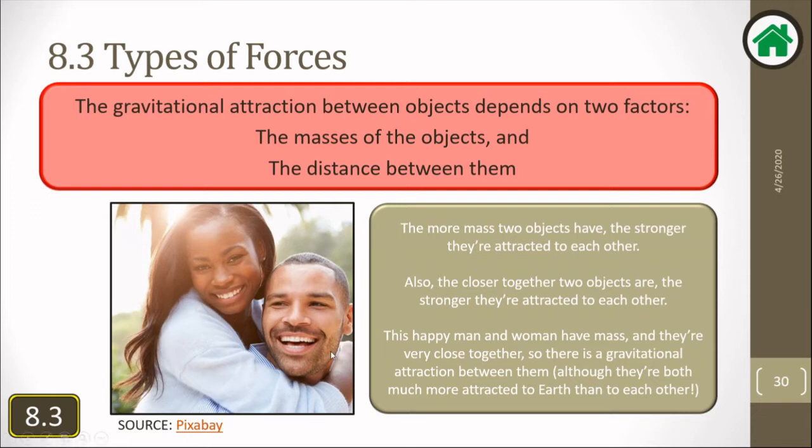Now here we see a happy couple, and they're very close together, so their gravitational attraction is just about as strong as it can get. However, even when they're real close together, the gravitational attraction of these two people for each other is absolutely tiny compared to the attraction between either person and the Earth, because Earth, of course, is much more massive than either of these two people. So they do experience a tiny gravitational attraction, but they wouldn't really feel or notice that attraction as long as they're so close to Earth.